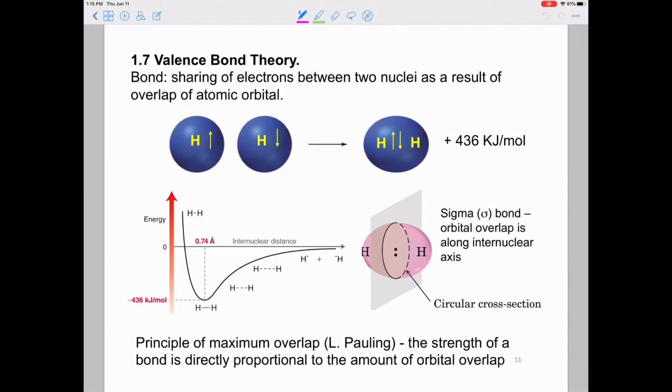We previously discussed the formation of the hydrogen molecule H2 from two hydrogen atoms. And what we said is that the hydrogen molecule results from the overlap of the 1s orbitals of two hydrogen atoms. This allows them to share a pair of electrons. All right, now this is commonly referred to as the valence bond theory of bonding. Now, when two hydrogen atoms overlap their 1s orbitals to form H2, a sigma bond is formed.